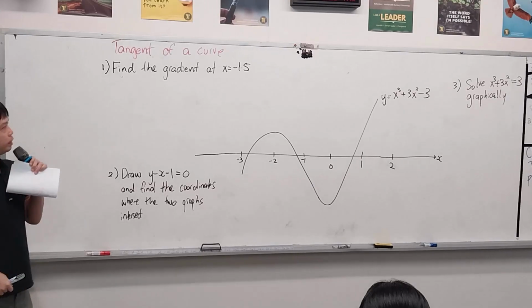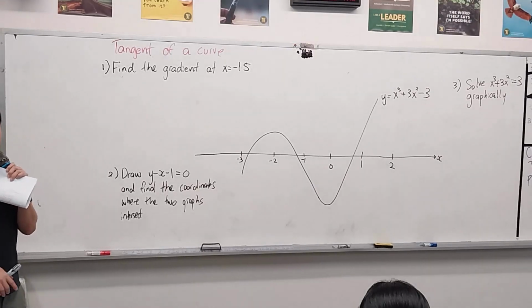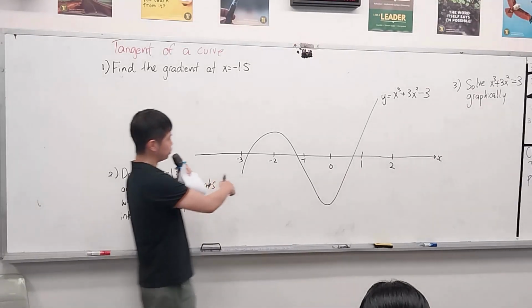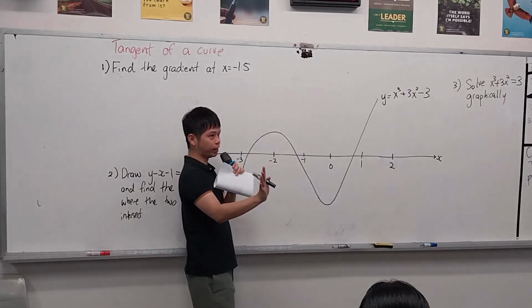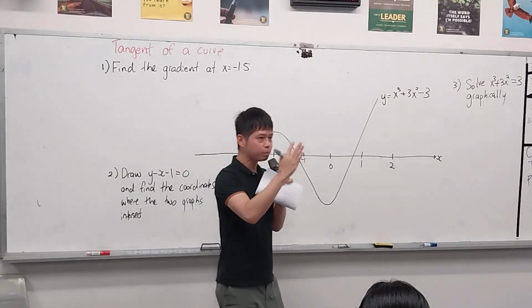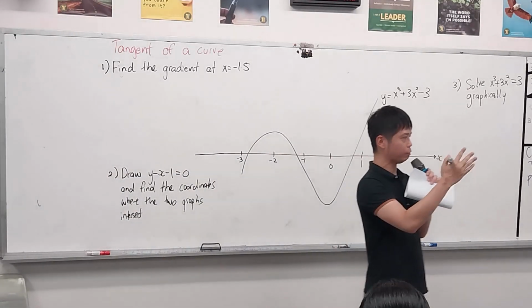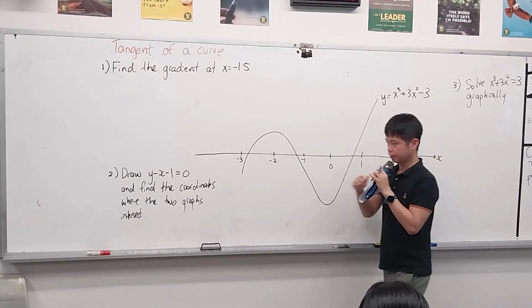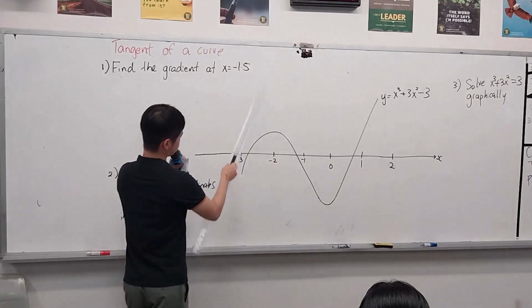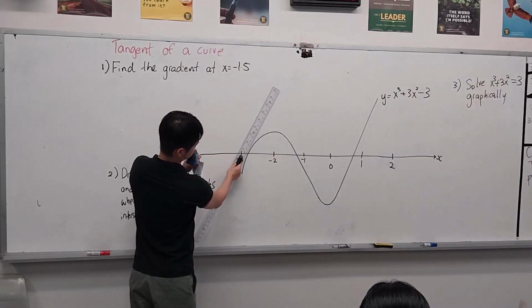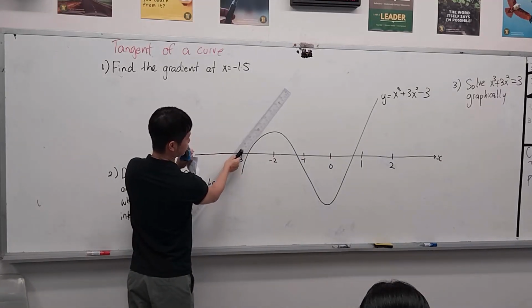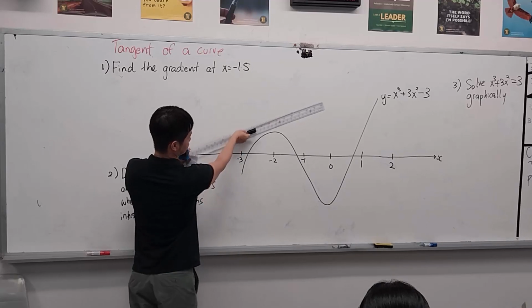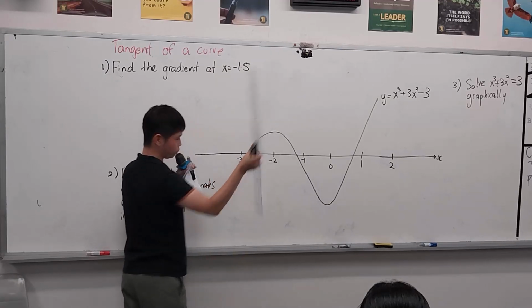Alright, today we are going to find the gradient of a curve at a certain x value, x coordinates. Now, you realize that this curve is not a straight line, right? So you cannot just simply use the gradient formula y1 minus y2 over x1 minus x2, because the gradient keeps changing. If I place a ruler just at the side of the curve, you realize that the gradient keeps changing and so on and so forth.